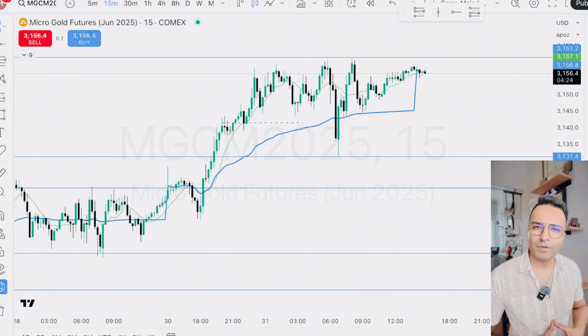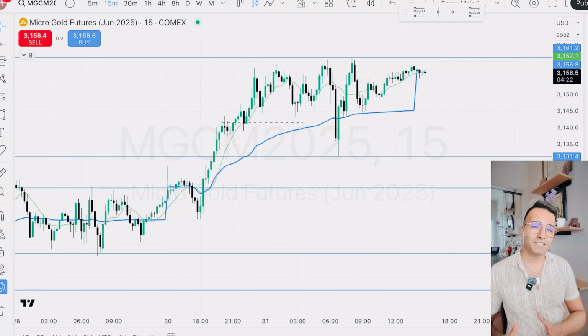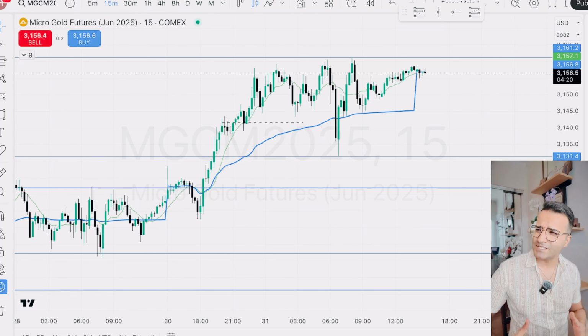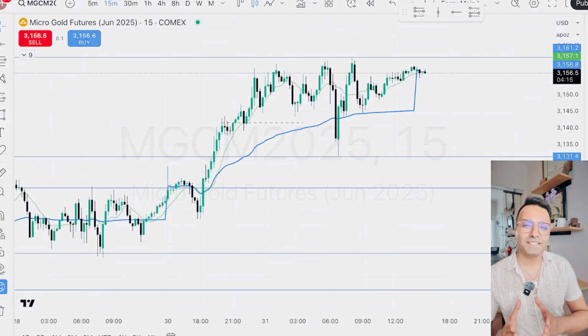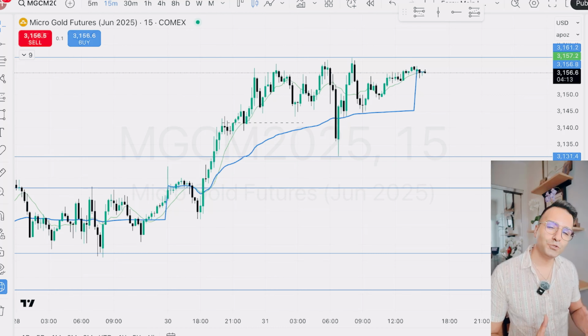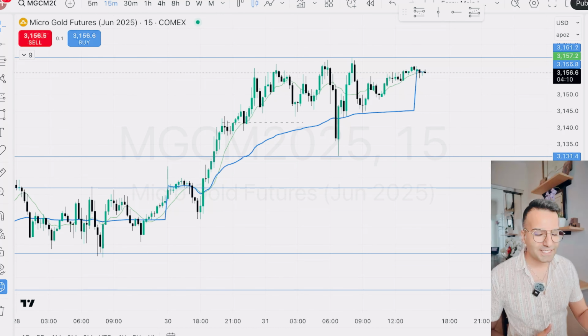Now I want to go through a couple of examples. These are from yesterday. I'm not going to cherry-pick something from 6 months ago or 1 year ago. These things literally happen every single day. So I'm going to go through the 2 trades that I took yesterday and show you exactly what I saw.